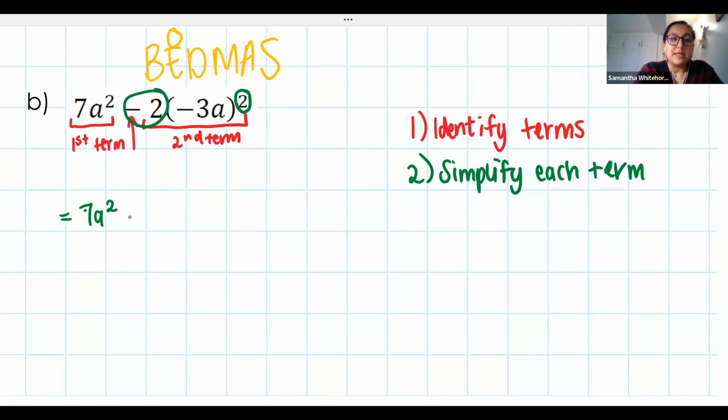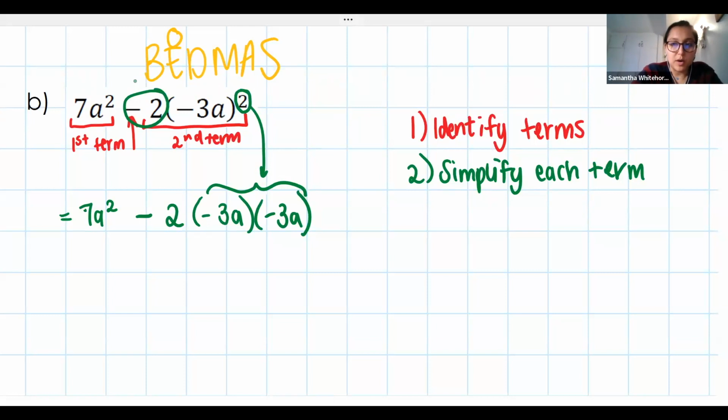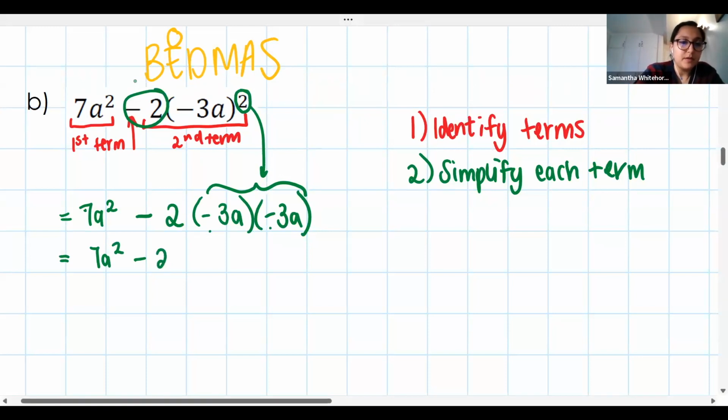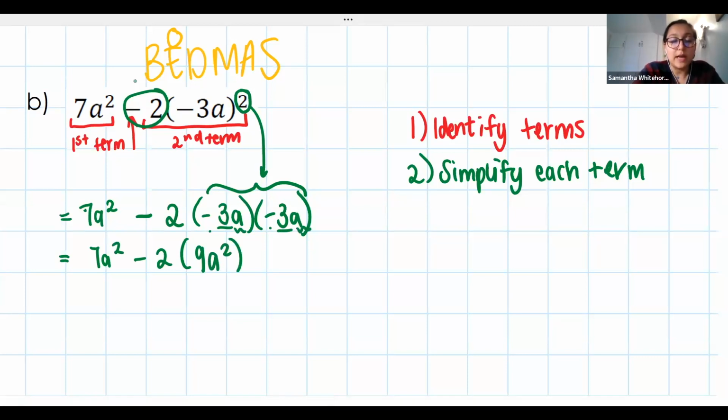Then I move on to my exponent. Now, what we need to remember is that that exponent of 2, or the squared, is telling me that I'm taking that bracket of minus 3a and I'm multiplying it twice. I'm still going to deal with the negative 2 coefficient in a second, but this exponent means that I'm multiplying this bracket twice. So I'm going to start with that multiplication. A negative times a negative is a positive. 3 times 3 is 9. A times a is a squared.